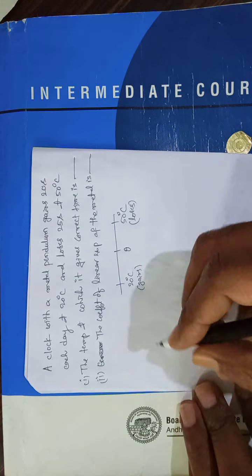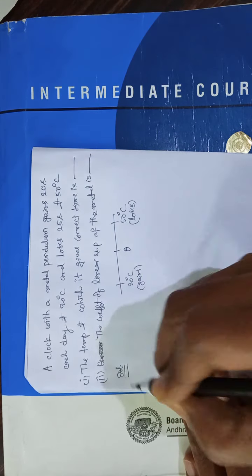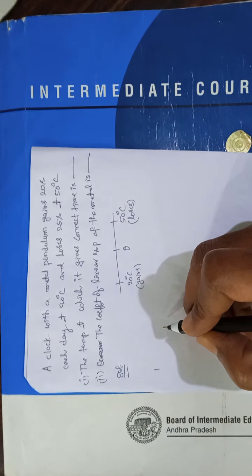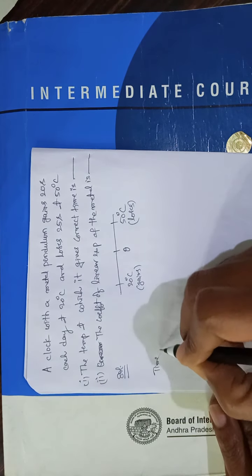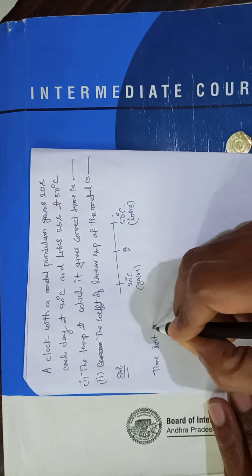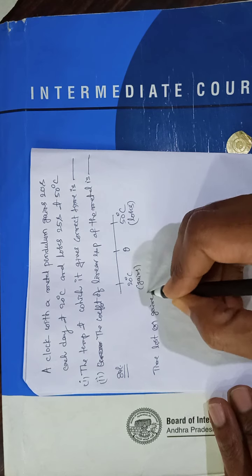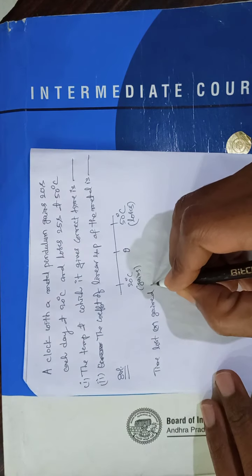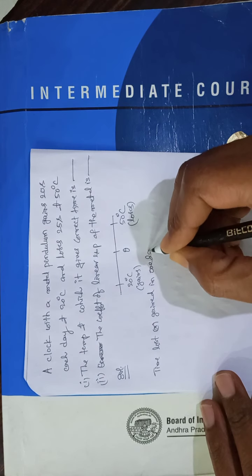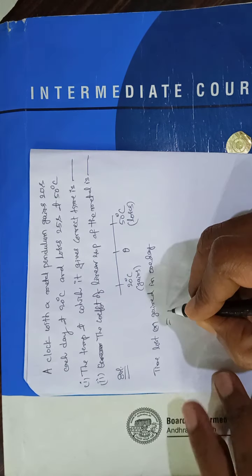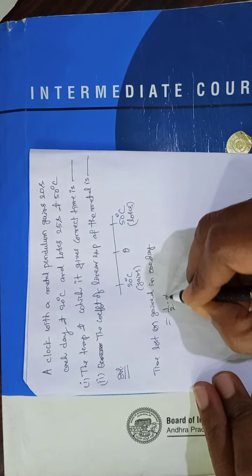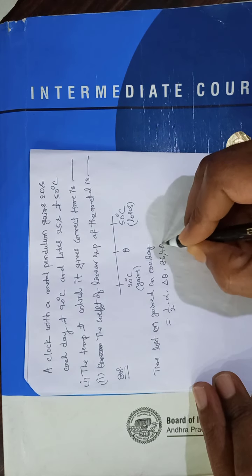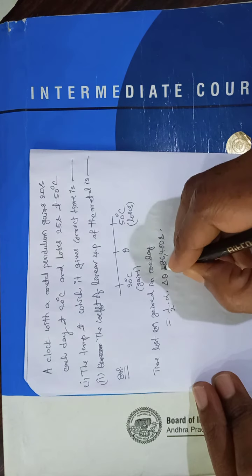See, here the formula we use is: time lost or gained in one day is equal to 1 by 2 alpha into delta theta into 86,400 seconds.